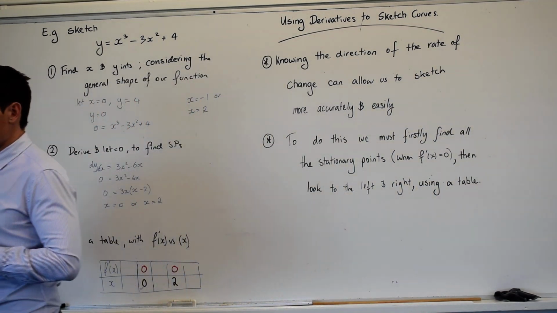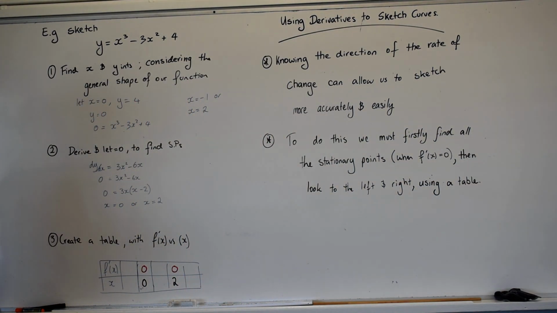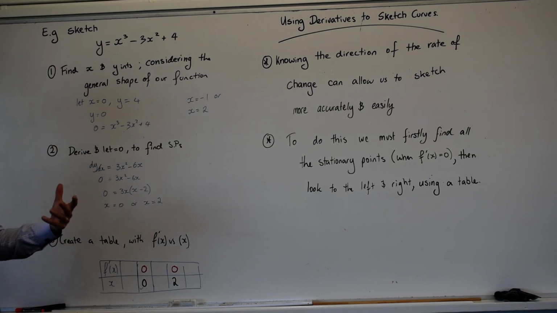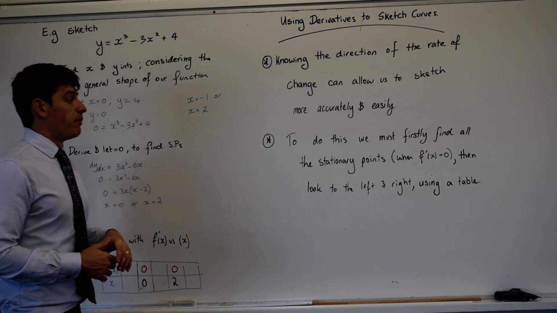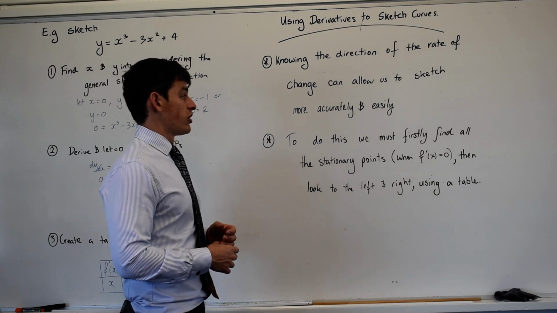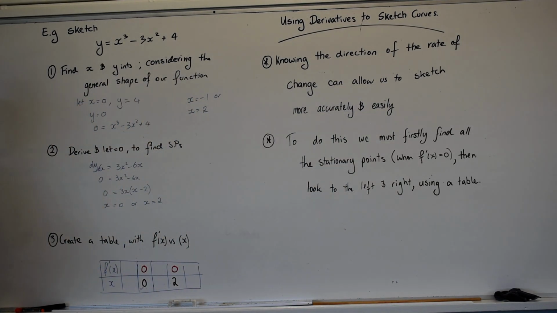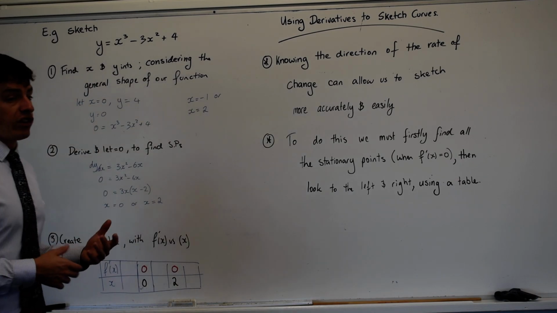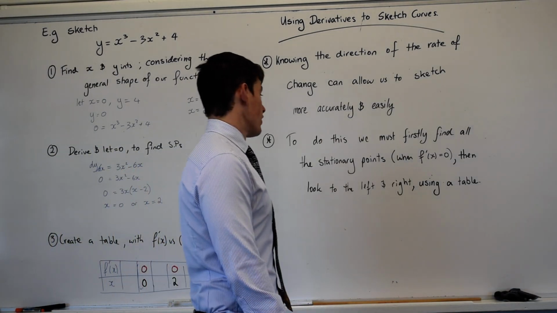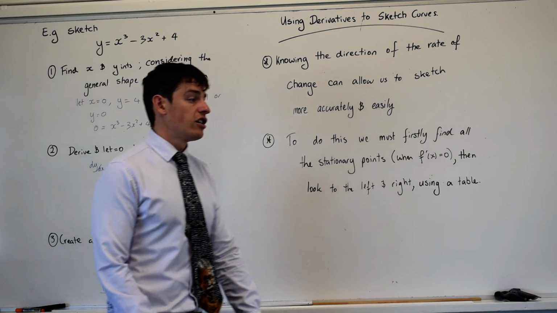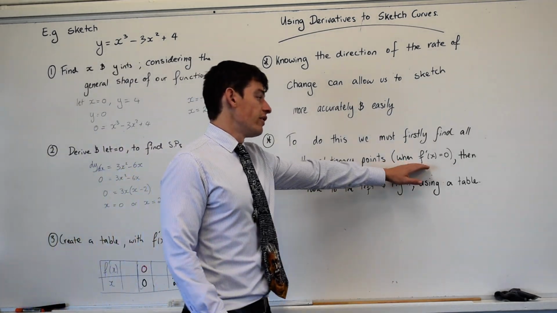Now we've done a bit of curve sketching before. It's probably the most time consuming part of your exam in the first one. But knowing the direction of the rate of change really allows us to do it a lot more quickly and a lot more easily, with a lot more certainty about what we're sketching. It's very similar to the process. The only thing that changes is that we need to use our derivative.